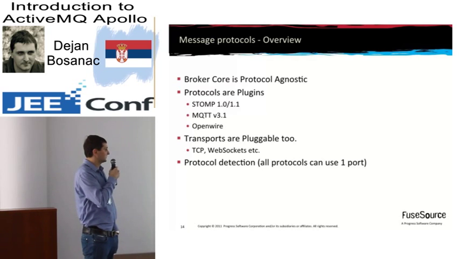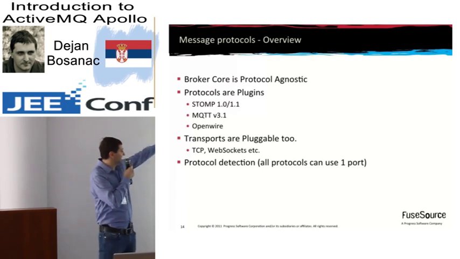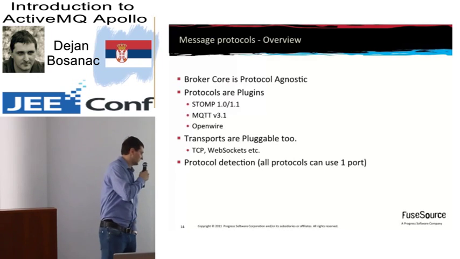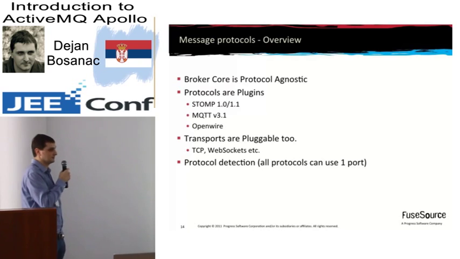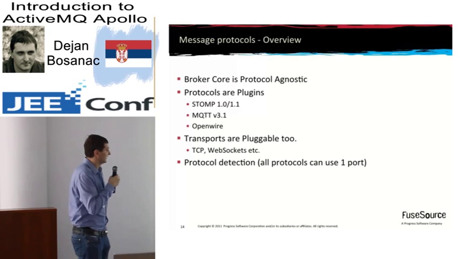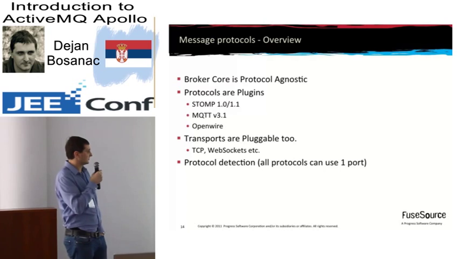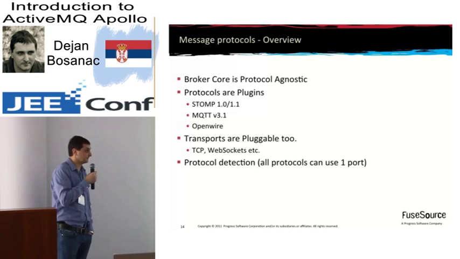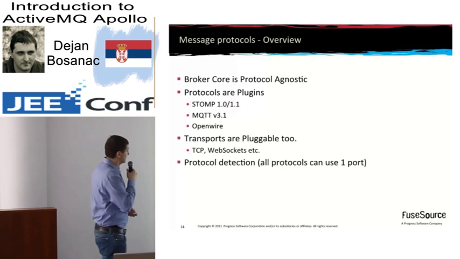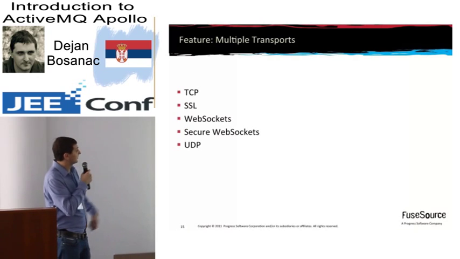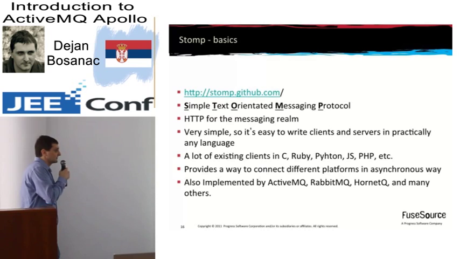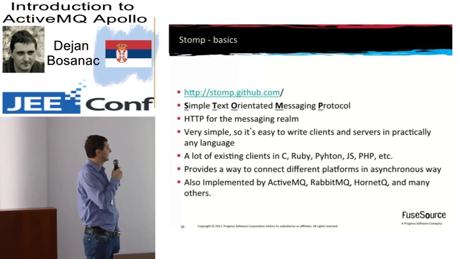What's more interesting is that transports are pluggable, so we can use any of these protocols on any of the available transports like TCP or UDP or WebSockets or secure WebSockets or SSL, so you can just mix and match them as you see fit in your environment. And finally, unlike ActiveMQ 5, we have something called protocol detection, which means that all these protocols can use a single port. So when a client connects, we will do some negotiation with the client and see what protocol should be used. As I said, there are multiple transports supported and they are easily pluggable.